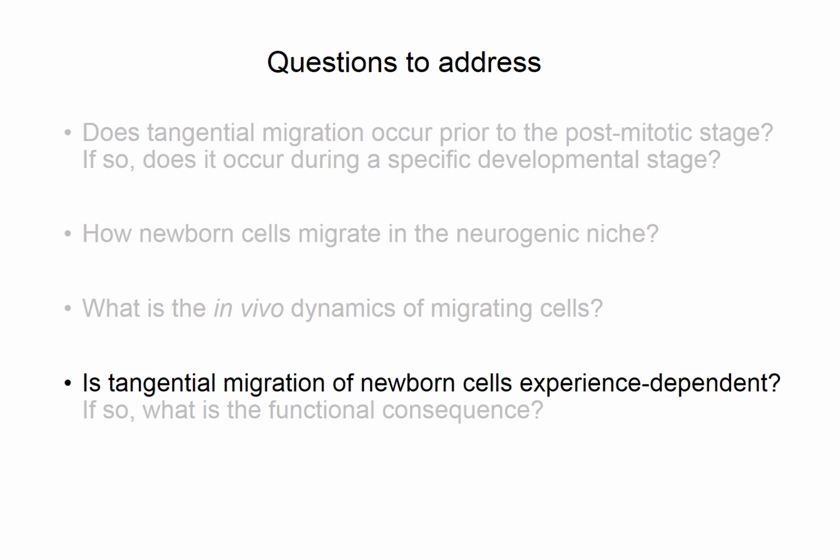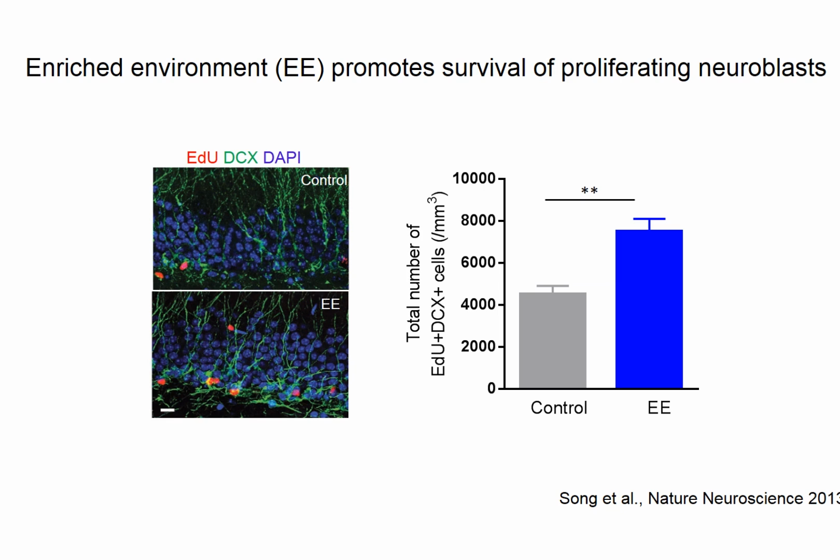Then it comes to the last question we want to address here, that is, whether this process is activity dependent, is experience dependent. So one hallmark of adult neurogenesis is their dynamic regulation by animals' experiences. Previously, during my postdoc, we discovered that enriched environment serves as a critical environmental cue to regulate proliferating neuroblast survival. Since this is also the cell type we're interested in here, and they are the cell type which are moving, we wonder if enriched environment actually exerts an effect on cell migration.